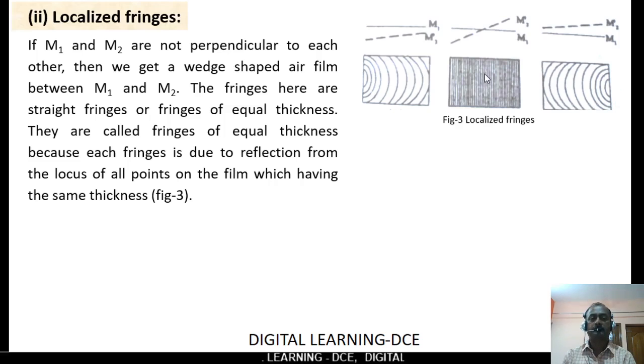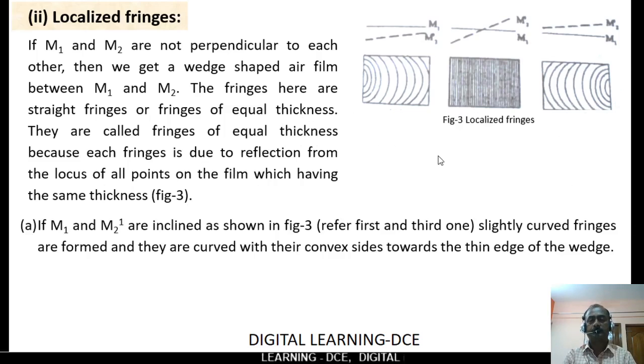See here, if M1 and M2 are not perpendicular to each other, then we get a wedge-shaped air film between M1 and M2 dash. The fringes are straight fringes or fringes of equal thickness. They are called fringes of equal thickness because each fringe is due to reflection from the locus of all points on the film having the same thickness.